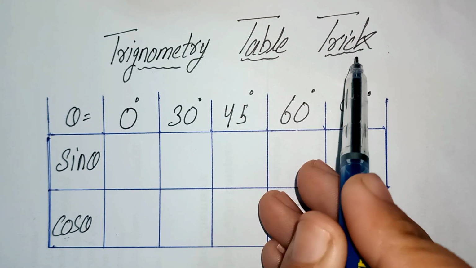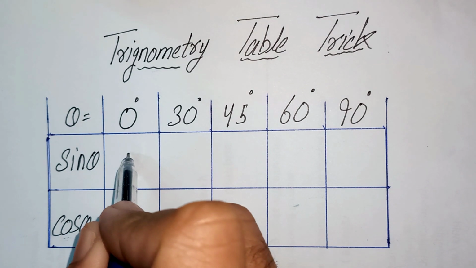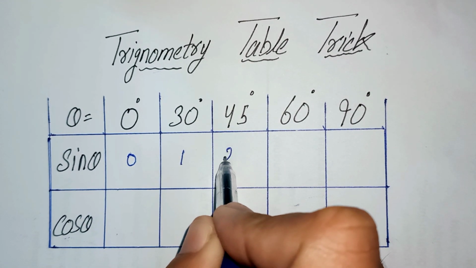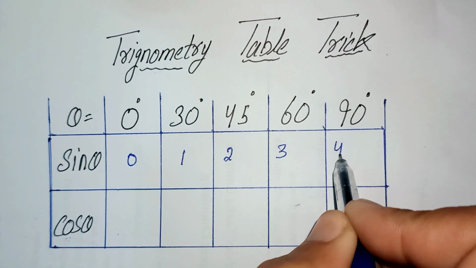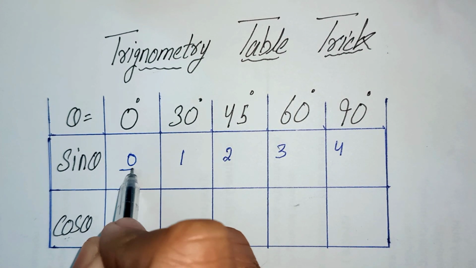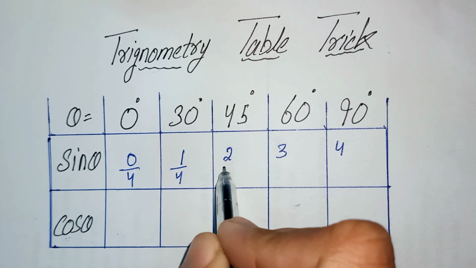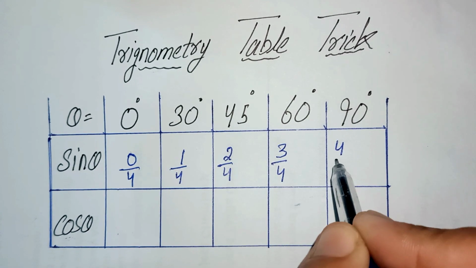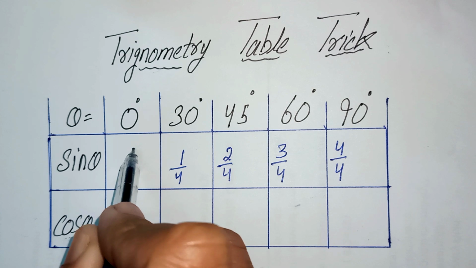Trigonometry table trick. First write 0, 1, 2, 3, 4. Now divide each by 4.